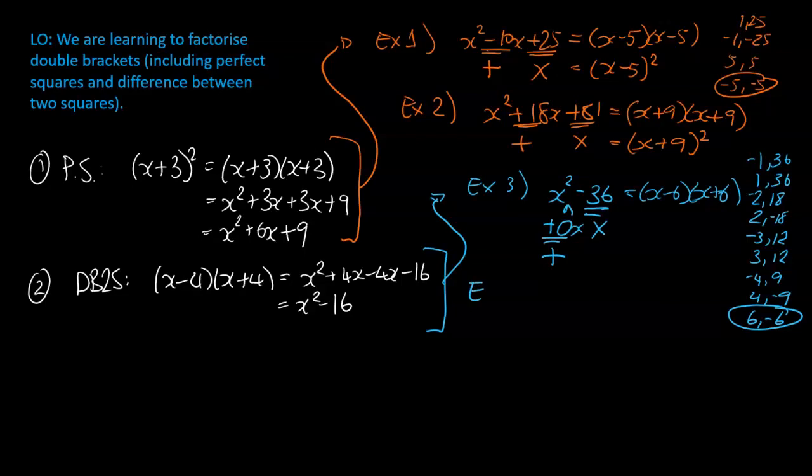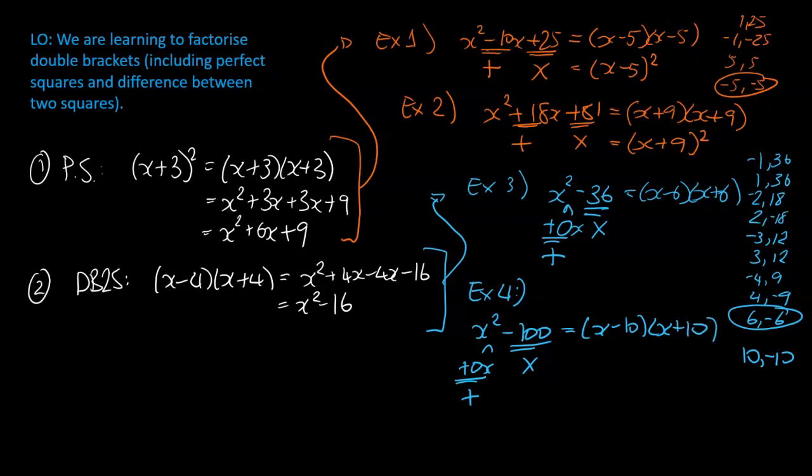We'll have a look at another example. Example number 4. Let's say we've got x squared minus 100. Same thing. We've got to go through all our factors of 100, but we also need to figure out which of them are going to add to 0. So what adds to 0x and multiplies to negative 100? This time around, hopefully you're thinking 10 and negative 10. So you're going to have (x - 10)(x + 10).